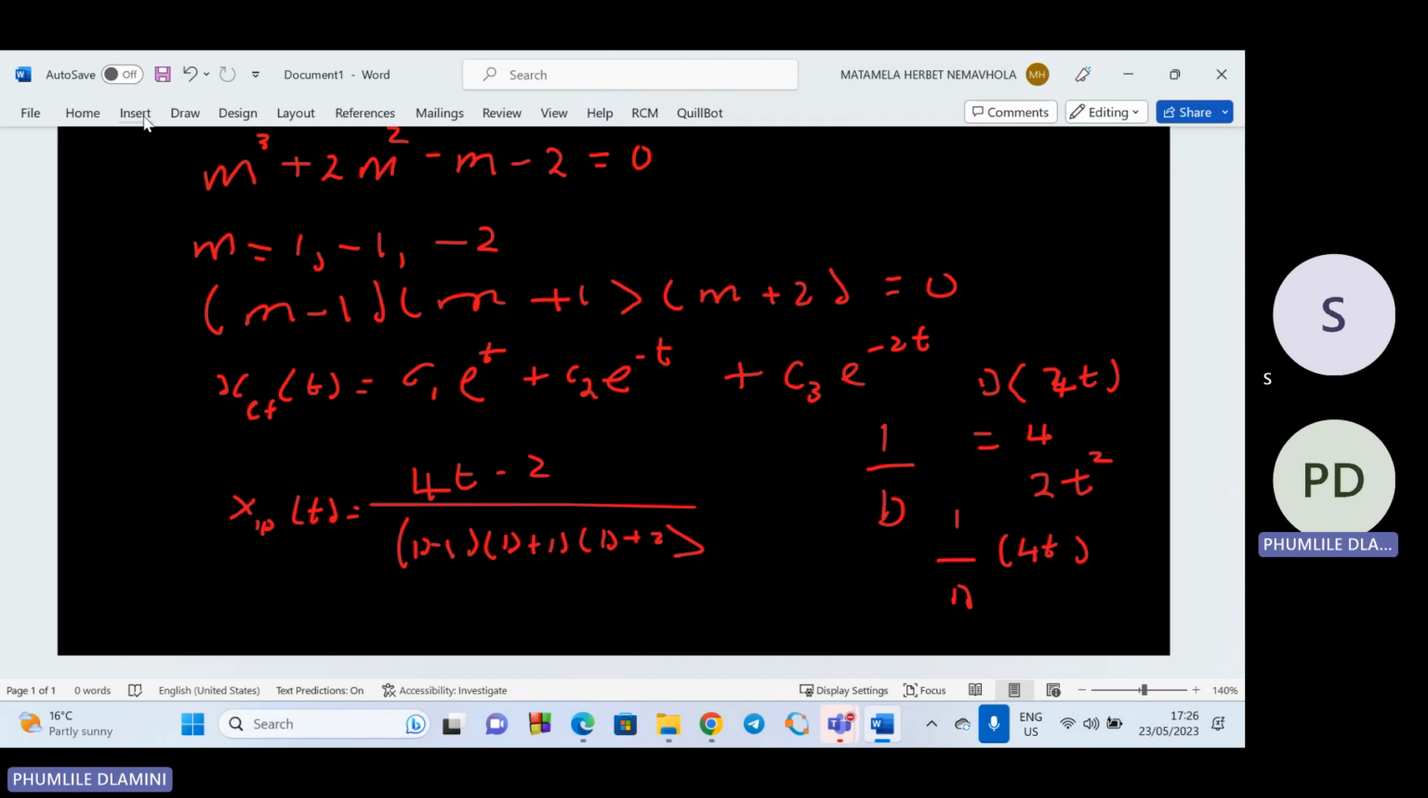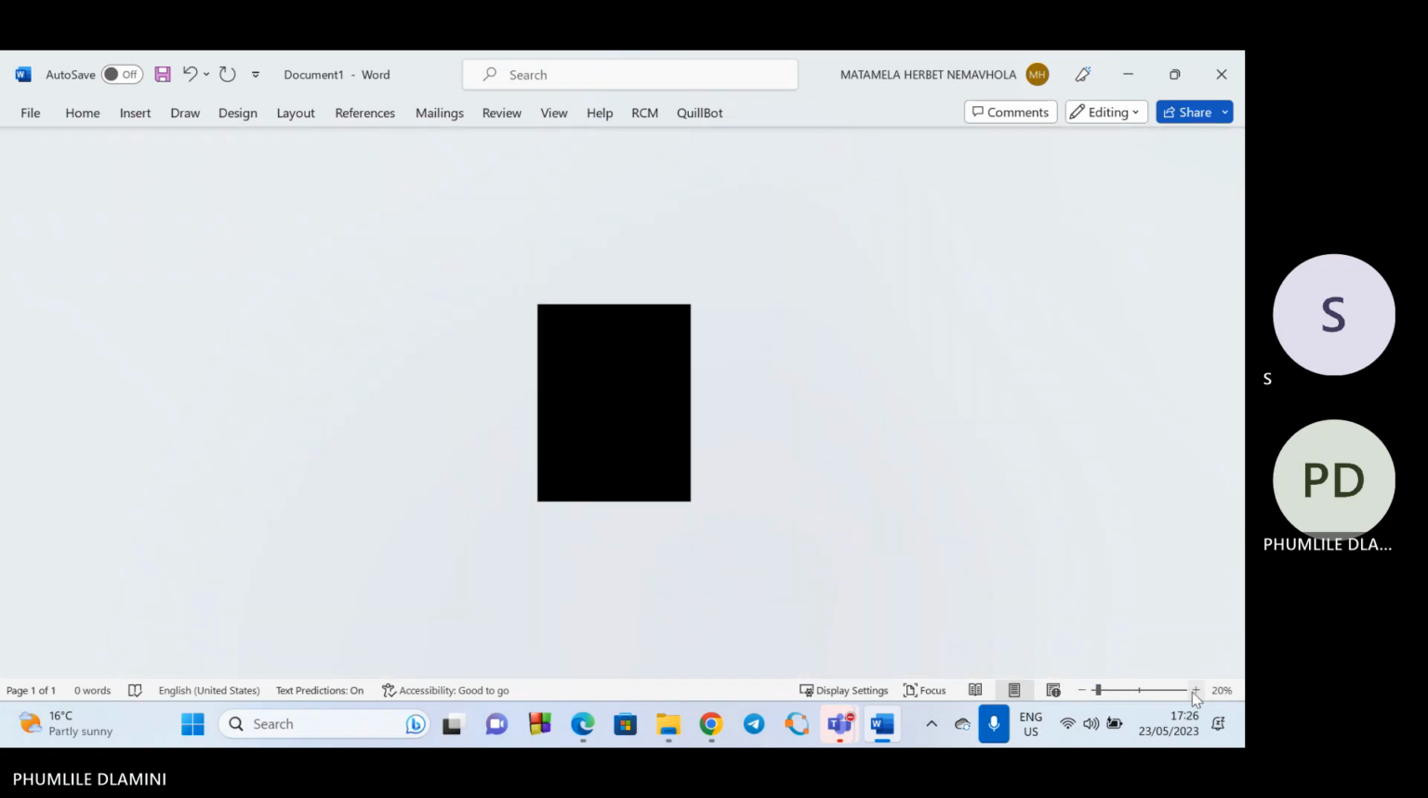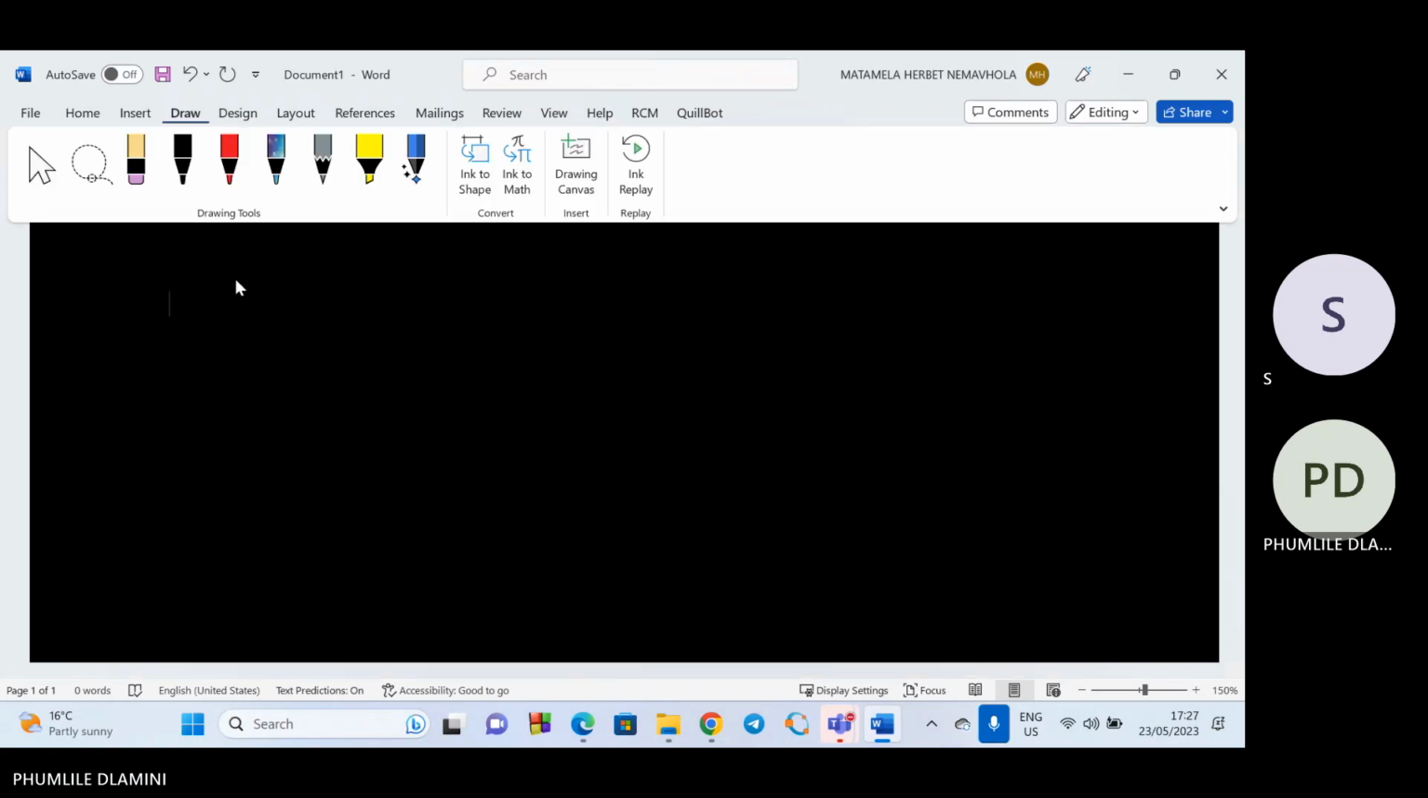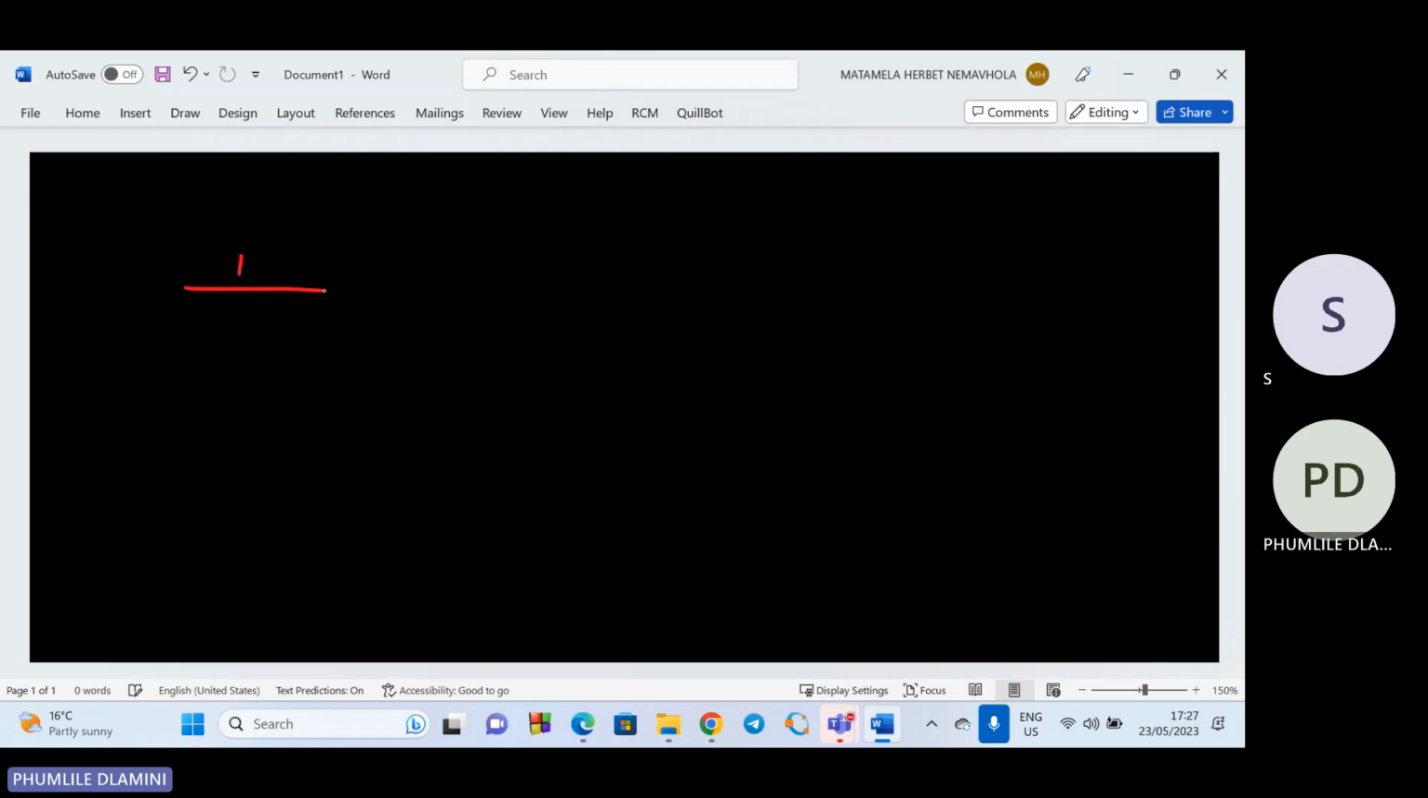So let me just erase this part. If I start with D, I'm going to write 1 over D plus 1, D minus 1, and D plus 2, of 4t minus 2.